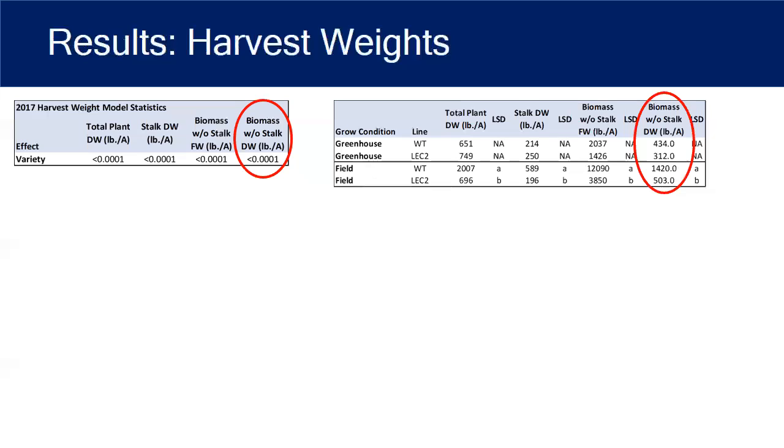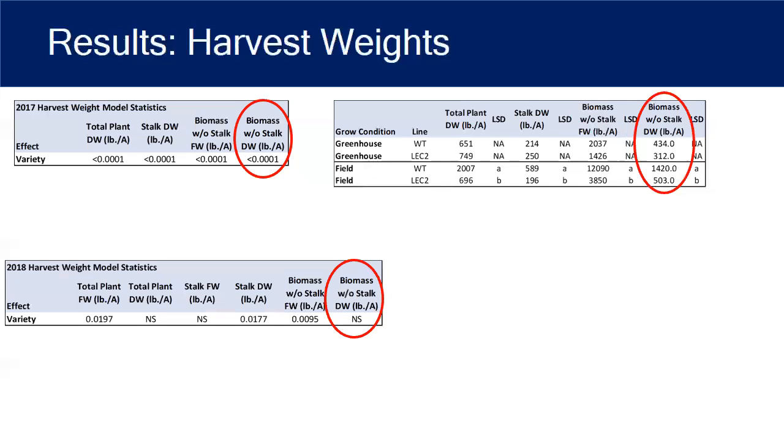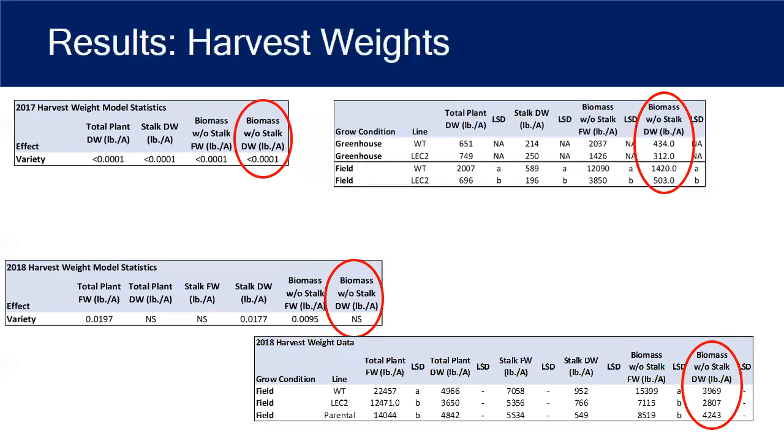In the LEC2, our transgenic line in the field, we had only 500 pounds of dry leaf per acre in 2017, which is not very good at all. We had a lot better luck in 2018. With the addition of the parental construct, we ended up having a not significant interaction for variety as far as dry leaf was concerned. But if you look at these numbers, we had a significant increase in biomass compared to 2017, with the wild type having about 4,000 pounds of dry leaf per acre, 2,800 for the LEC2, and about 4,200 for the parental line.